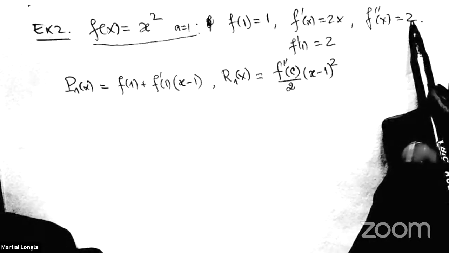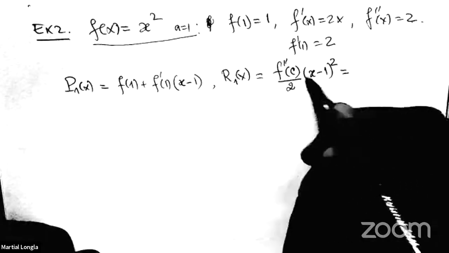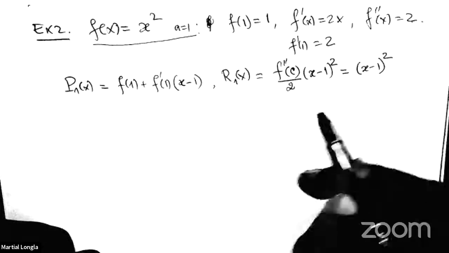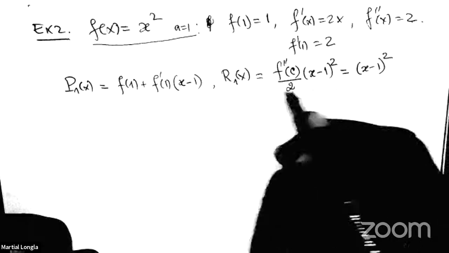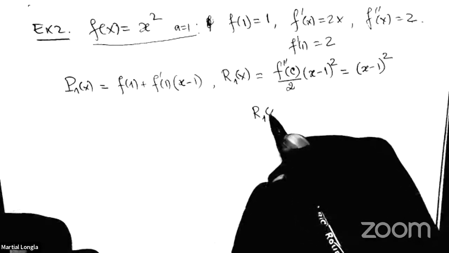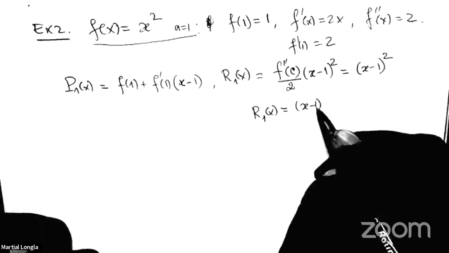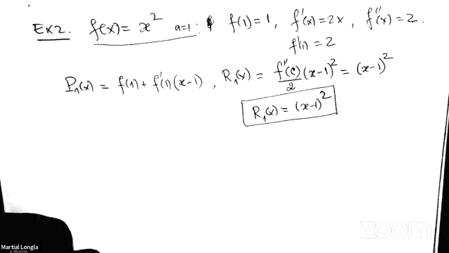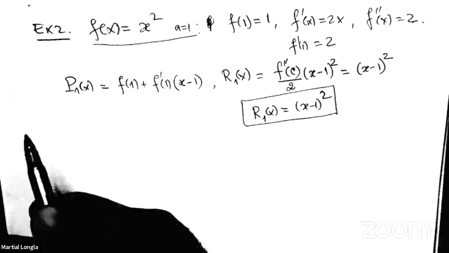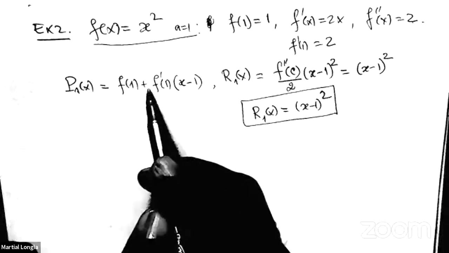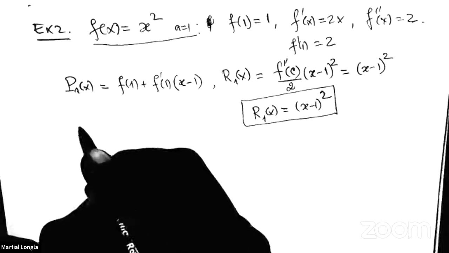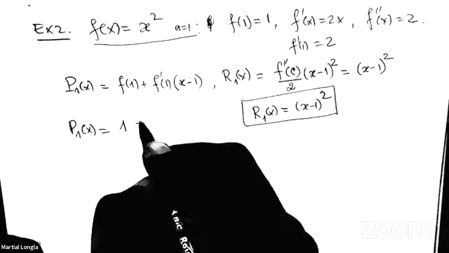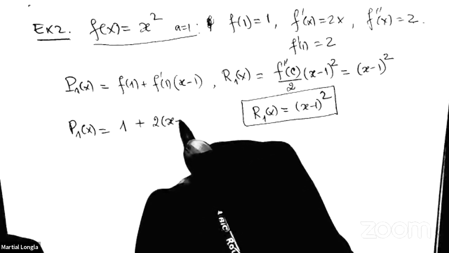Are we okay? All right, so that's going to be 2 over 2. So the remainder for this one, according to that formula, is r1 of x equals x minus 1 squared. That's the remainder when you're using p1 to estimate f of x centered at 1. And p1 of x in this case is 1 plus 2 times x minus 1.